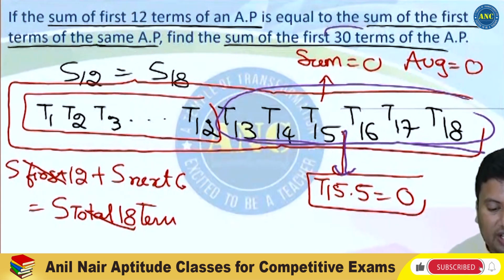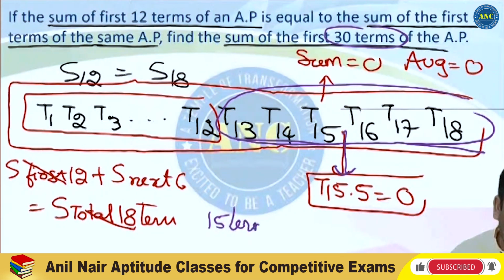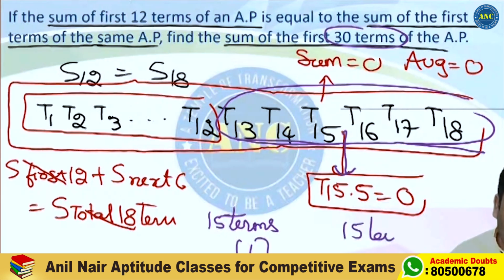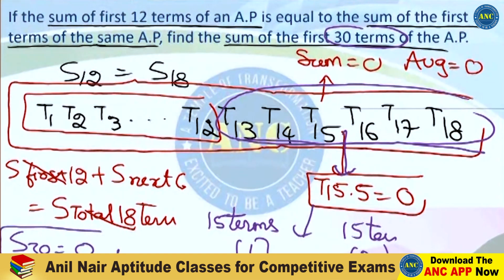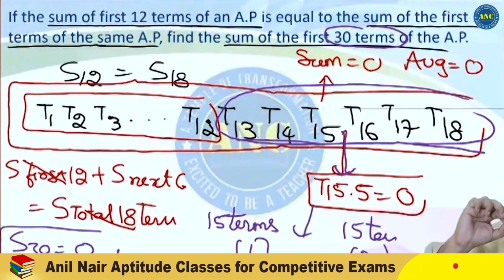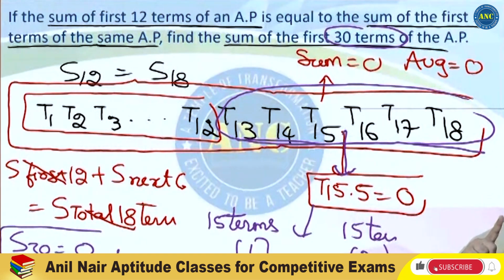What is the question that he is asking? Sum of 30 terms. 30 terms is 15 terms to the left, 15 terms to the right. What is the middle value? T15.5. Middle value is the average. If the average is 0, the sum of 30 terms is 0. Very beautiful way of solving these progression questions without using formulae.